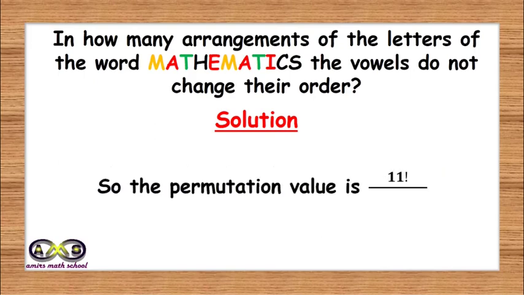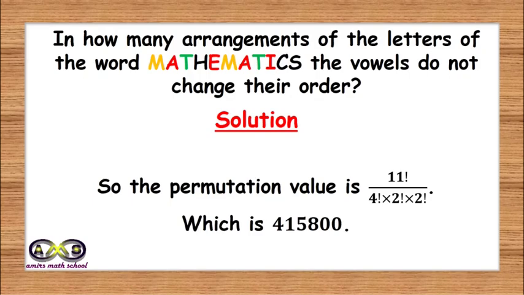So the permutation value is 11 factorial divided by 4 factorial into 2 factorial into 2 factorial. Here, the 11 factorial is for the 11 letters in the word mathematics, and this 4 factorial is for the 4 vowels. In this case, we have to consider all the vowels as the same type of letter. That's why this 4 factorial. And this 2 factorial is for 2 M's and this 2 factorial is for 2 T's. So the final value is 415800.